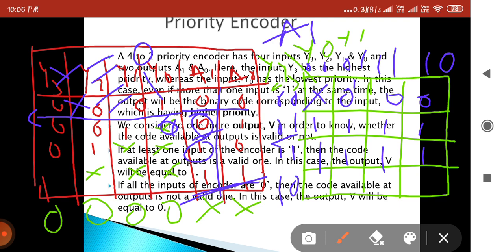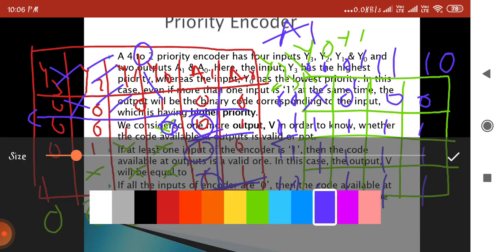Next one is a 1, it comes like that. 1 0 0 0. Here the one, here the one, and here the one can be used. This is the way to write the K map. The equation comes like that.